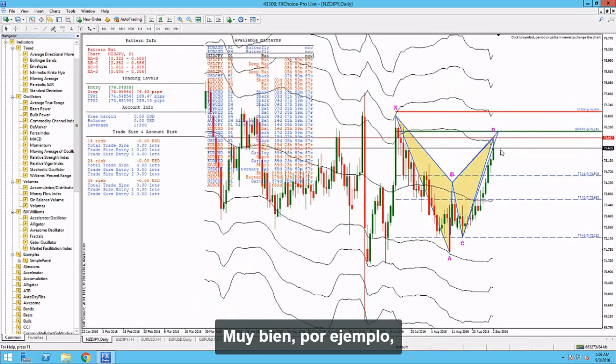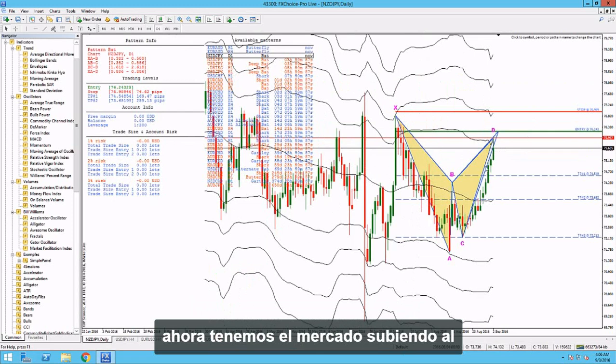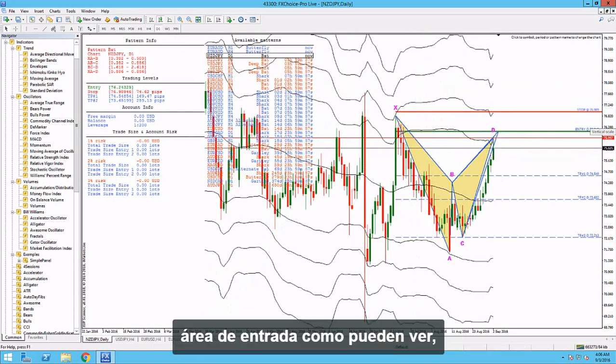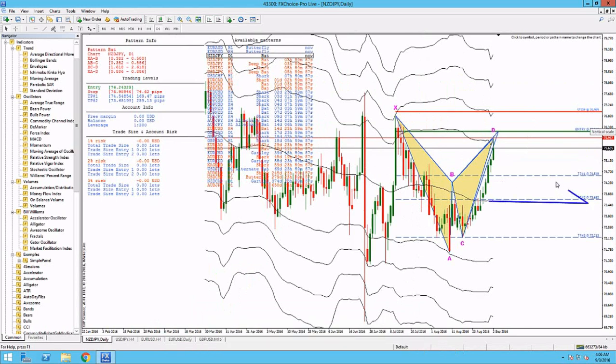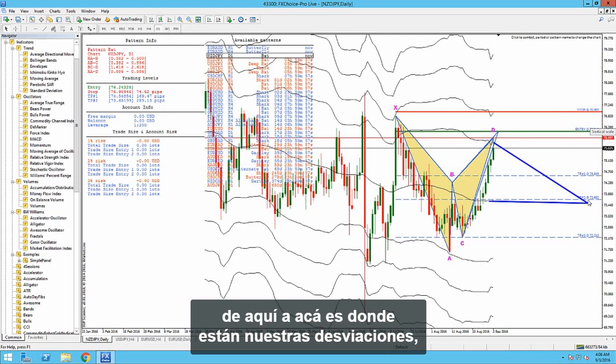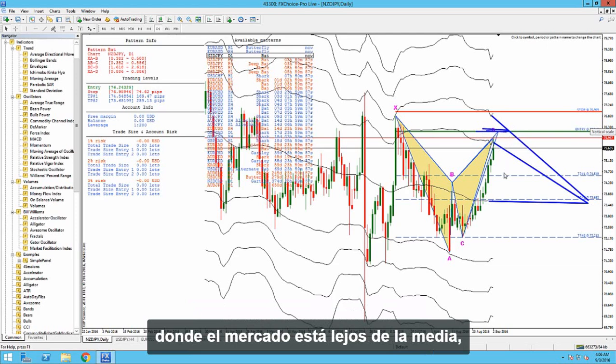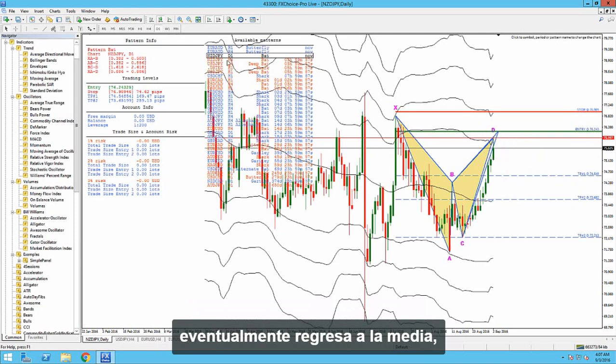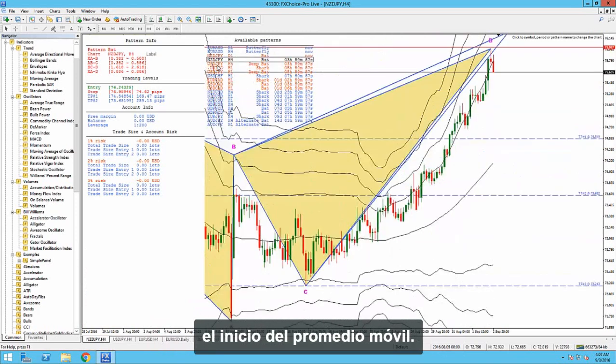Okay, for example, we now have the market going up into the entry area. As you can see, it's moved away from the mean. Here to here is where our deviations are, where the market's away from the mean, and typically the play is when it goes to the standard deviation, it eventually comes back to the mean, the beginning, the moving average.